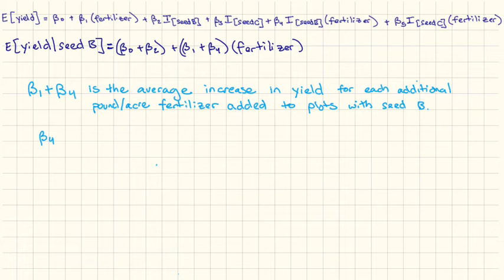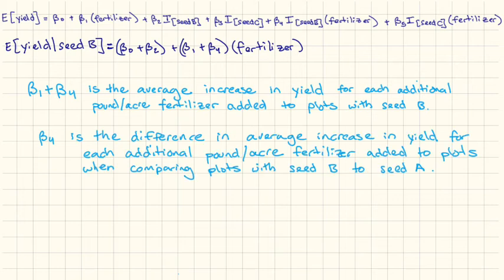I'm going to isolate beta 4 just so you can see what it is, but then we're not going to talk about it. And I'm not going to make you deal with it, right? Because it's either the increase or decrease, depending on whether it's positive or negative, in the effect of fertilizer compared with seed A. You'll recall that seed A had a slope of beta 1. So if we compare how fertilizer is affecting seed A to seed B, the difference is going to be beta 4.